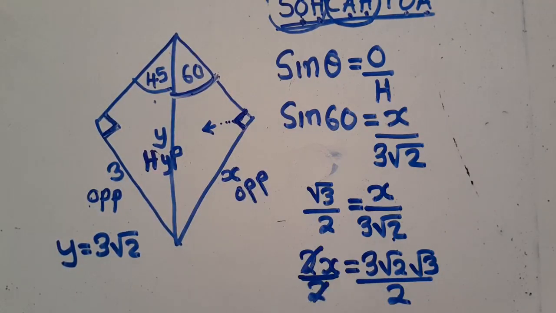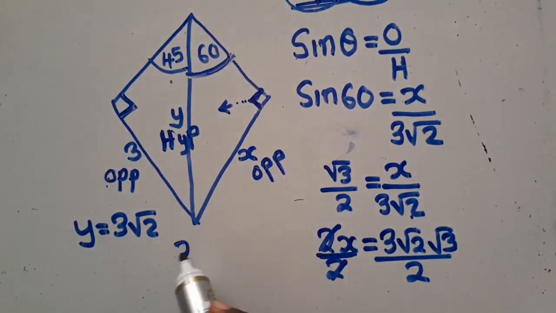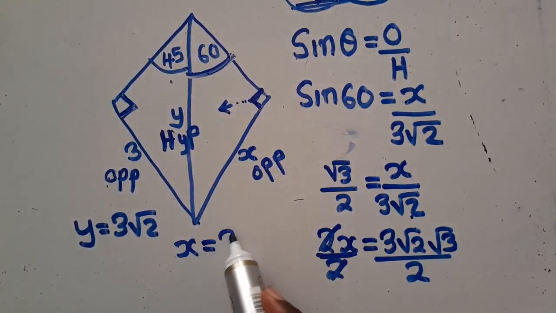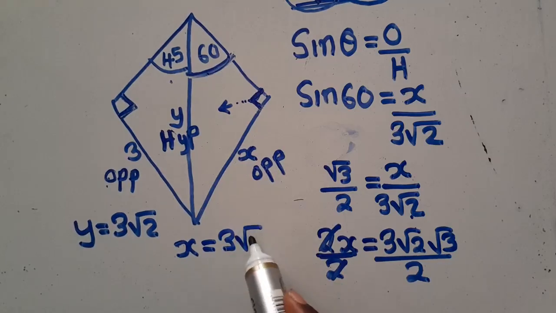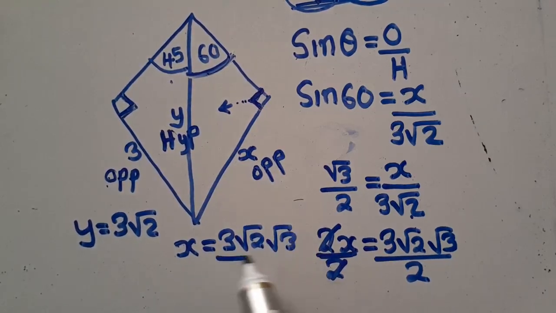Where you say 2 over 2, this and that will be cancelled. Have you seen how the x is? X is equal to 3 root 2 root 3 over 2. Like this. This is what I've found. This is the answer that you found.